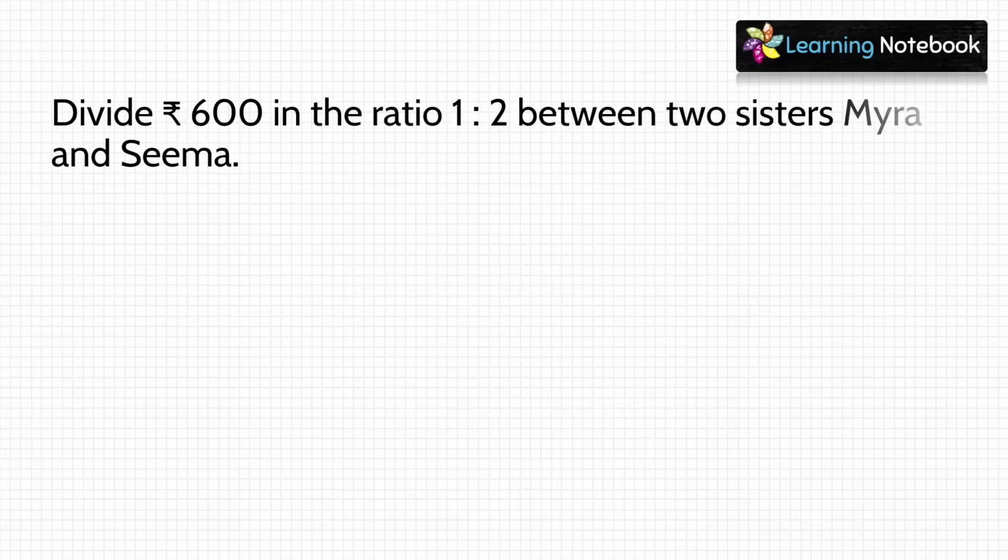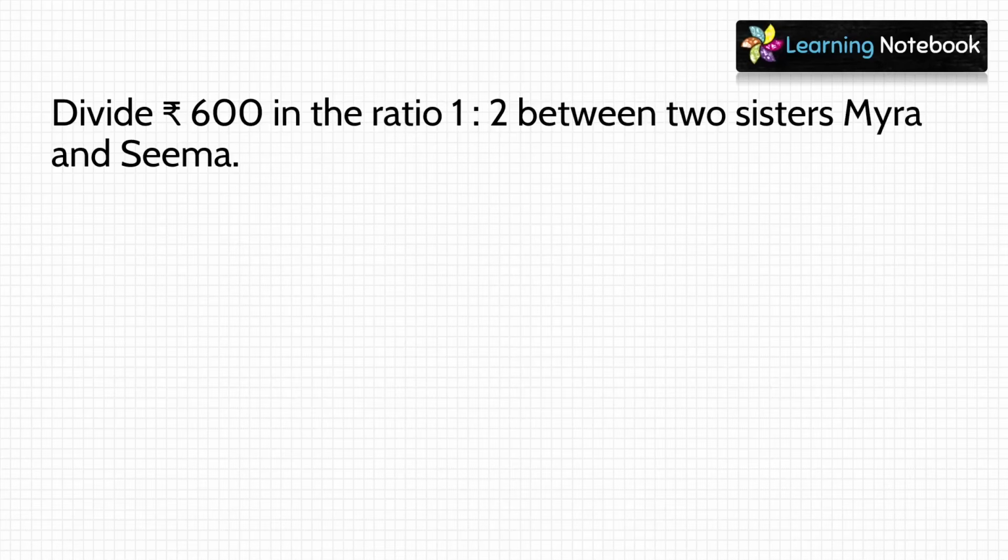Next question is, divide rupees 600 in the ratio 1:2 between two sisters Myra and Seema. So students, this is another real life scenario where an amount is being distributed between two sisters in a certain ratio, which is given as 1:2. And we have to find out what amount Myra and Seema get.